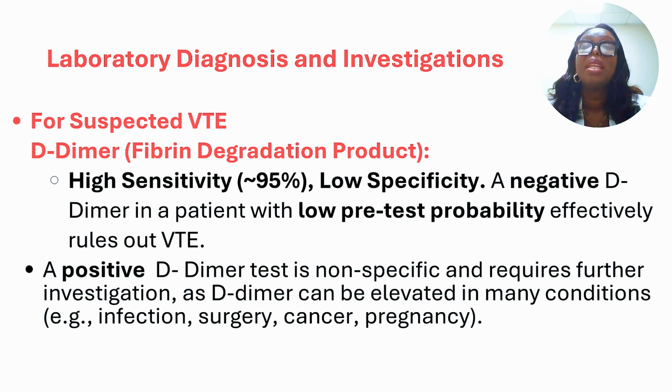A positive D-dimer test is non-specific and requires further investigation, as D-dimer can be elevated in many conditions, for example infection, surgery, cancer, and pregnancy. Remember I said that the D-dimer test is highly sensitive but has low specificity. So a negative D-dimer in a patient with low pretest probability effectively rules out VTE, that is venous thromboembolism, while a positive D-dimer test is non-specific and requires further investigation, like imaging, to confirm the diagnosis.